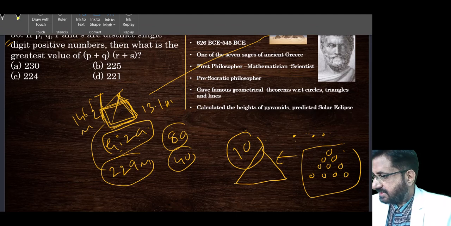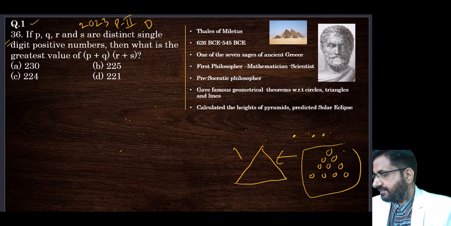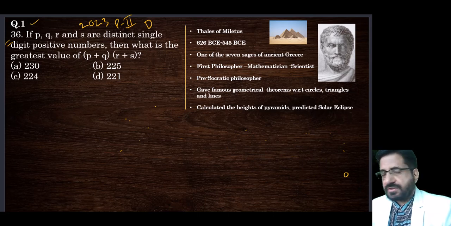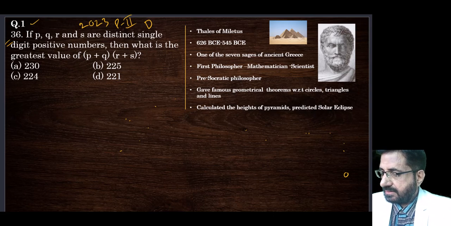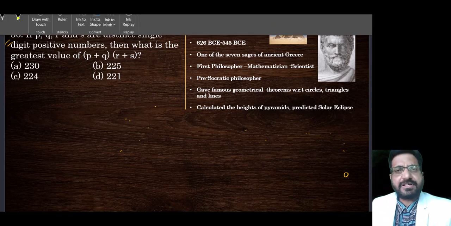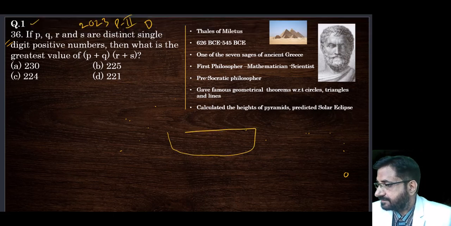suppose there is a farmer who wants to build a fence around his rectangular field, and the perimeter of that rectangle, you know the perimeter, if you add all the sides. You know what is a rectangle?